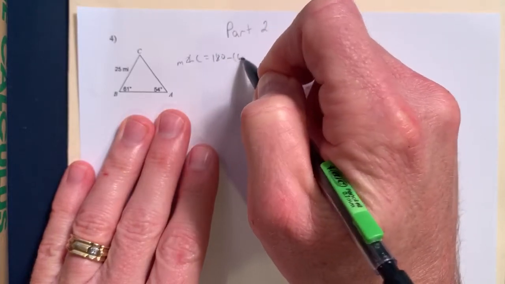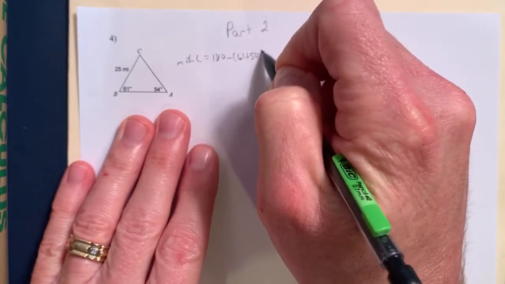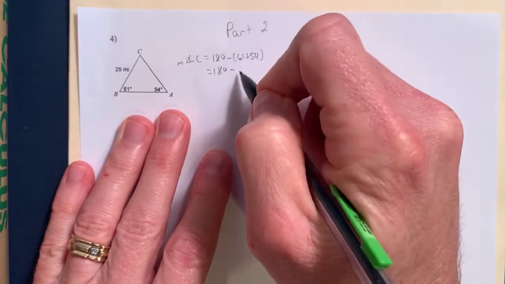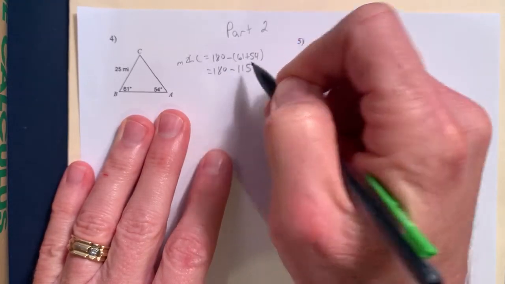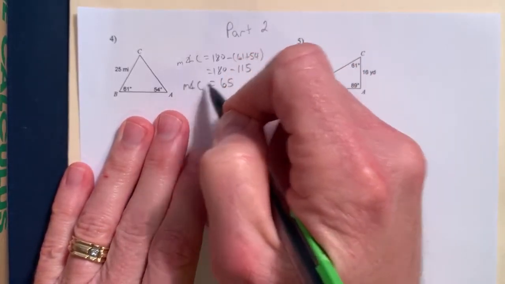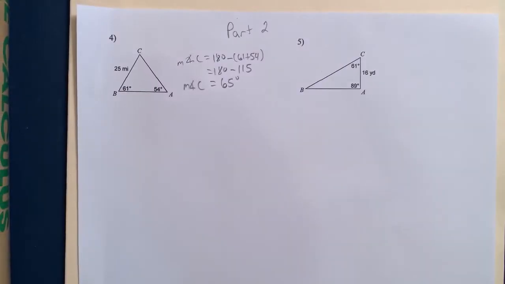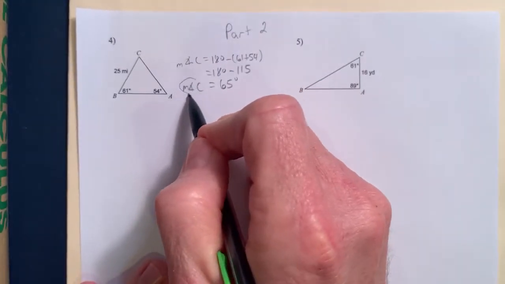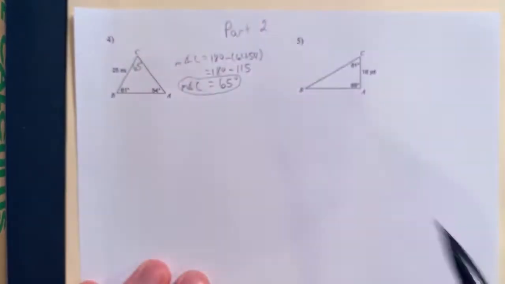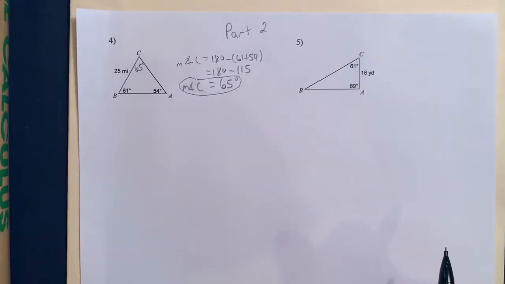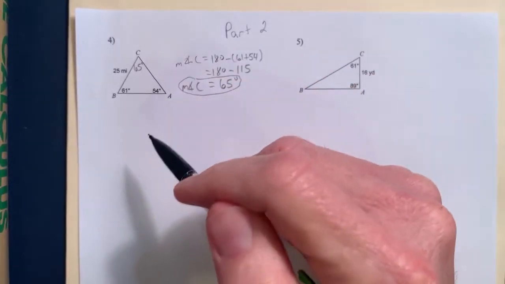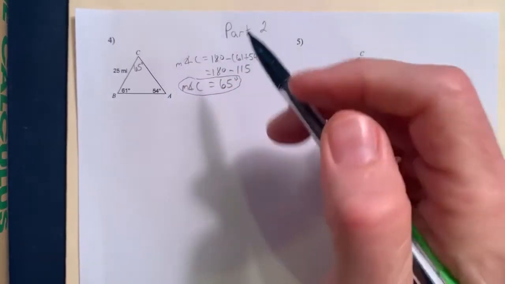So the measure of angle C is 180 minus 61 plus 54. 180 minus 115, so the measure of angle C should be right at 65 degrees. I have that circled already. The nice thing about that is that it's accurate too. I didn't do any rounding, but now I have enough. I can do law of sines twice and be able to find this and then this.